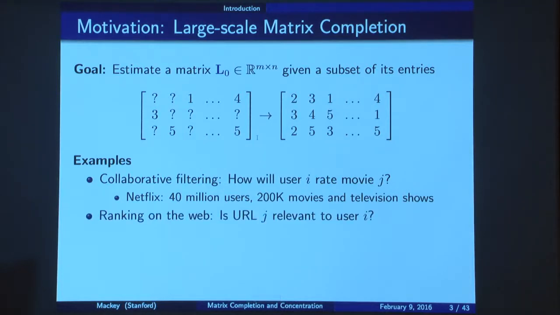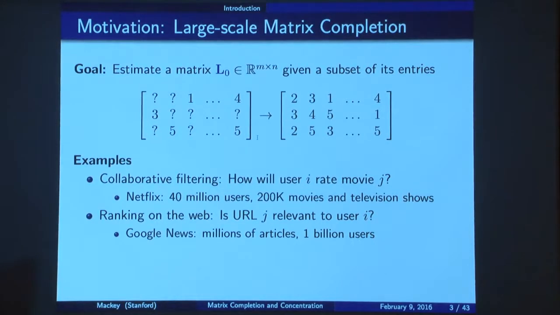As another example, you might want to do ranking on the web. You might observe the browsing and click history of a user, perhaps through news articles on Google News, and you'd like to predict whether a new article is relevant to that user. If you're a company like Google News, again, you want to solve a problem at scale. You're dealing with millions of articles at a time and over 1 billion users.